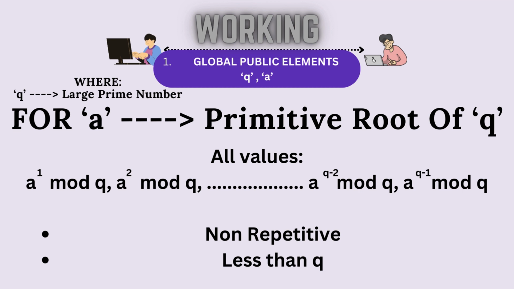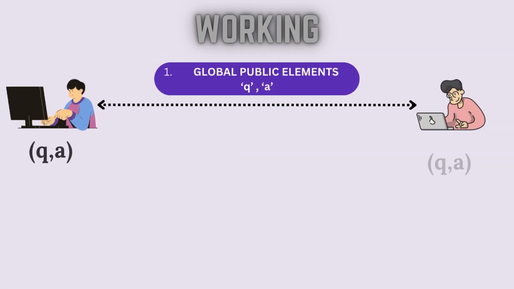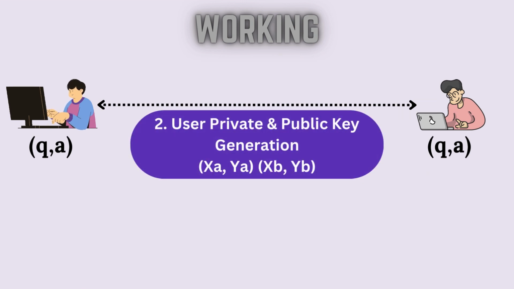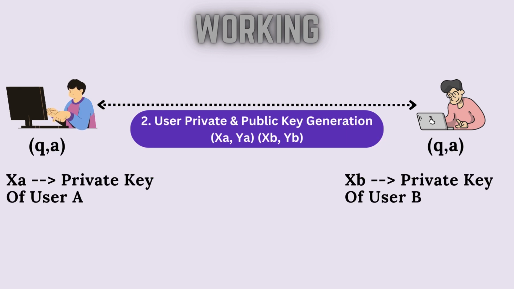So first, both users have shared the global public elements as per the conditions I told you before, that is, the parameters Q and A. Next, both users will generate private and public keys. First user A will select XA, and user B will select XB. So both of them have decided their private keys, XA for user A and XB for user B. Now they use their private keys to generate the public keys.